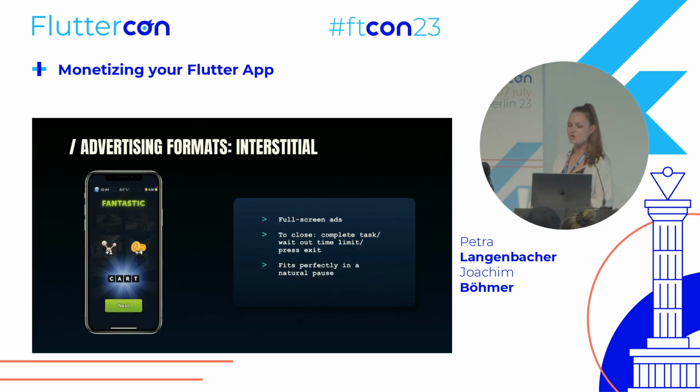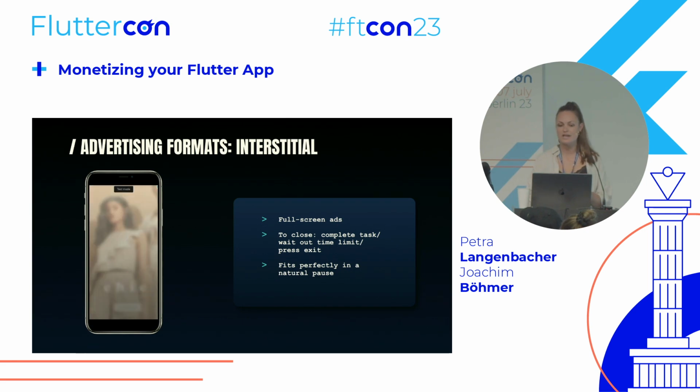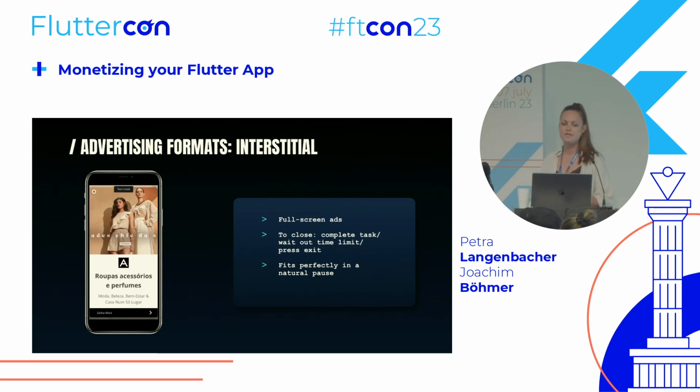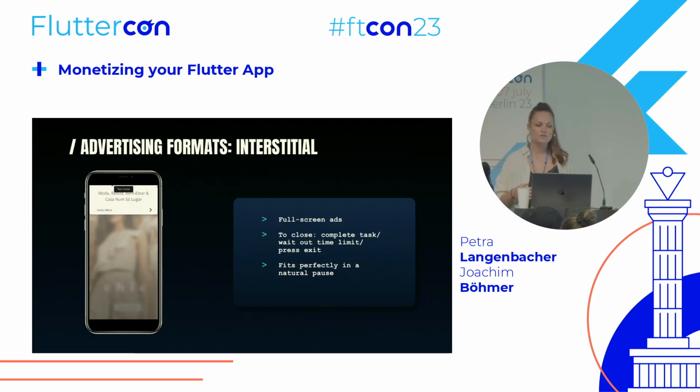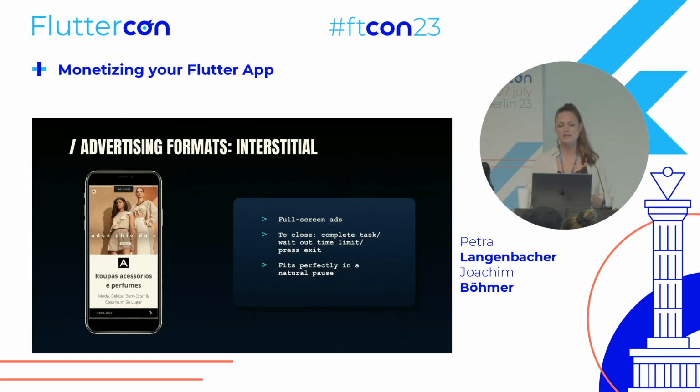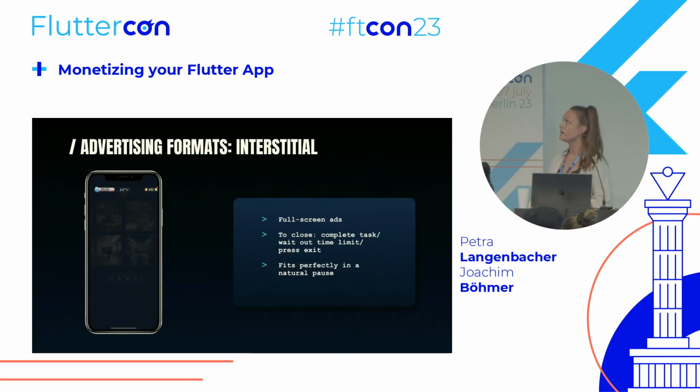Another advertising format typically found in apps are interstitials. Those are full screen ads that cover the whole screen of your app. To close them, you have to either complete a task, wait out a time limit, or hit a close button. And this fits perfectly in a natural pause in your app, for example, when the user completed a level of a game or something similar, as you can also see here. After the user solved one puzzle, he can, not all the time, but sometimes, see an interstitial.